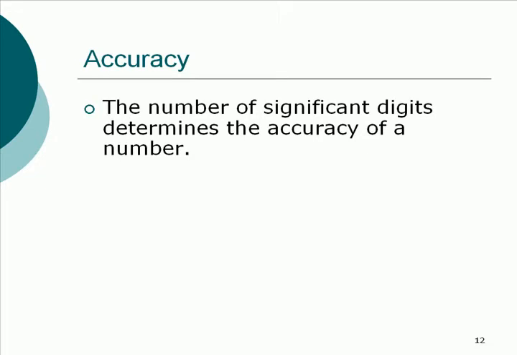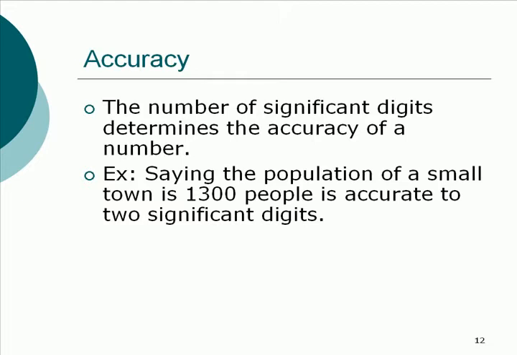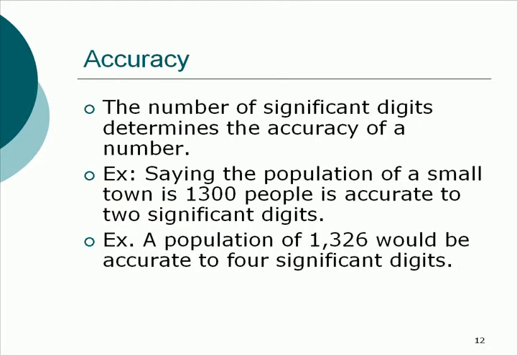It is the number of significant digits that determines the accuracy of a number. For example, if we say the population of a small town is 1,300 people, since 1,300 has 2 significant digits, we'd say it's accurate to 2 significant digits. If we knew that the population was 1,326, that's more accurate. In fact, it's accurate to 4 significant digits, right down to the exact number of people. A population of 1,326 would be accurate to 4 significant digits.